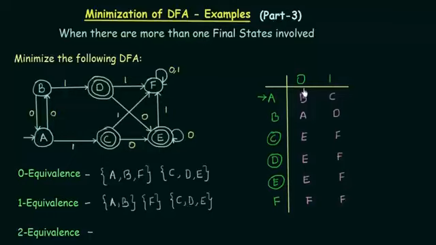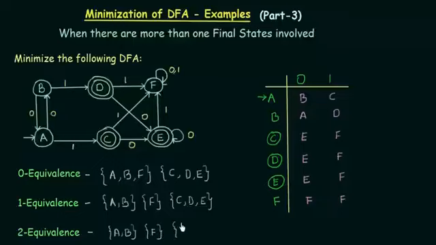A and B, on input 0 they go to B and A. B and A are in the same set, so it is fine. On input 1 they go to C and D. C and D are also in the same set, so I can say that A and B are equivalent to each other. So I can put A and B in the same set. Now F is by itself, so I don't need to check. I can just write it down as it is.